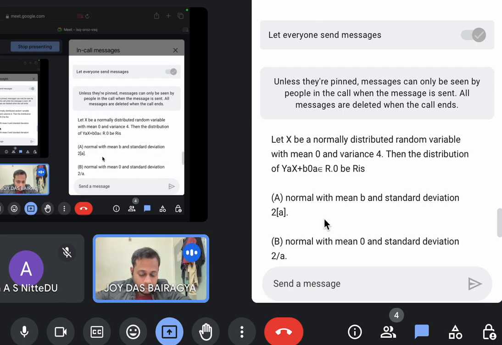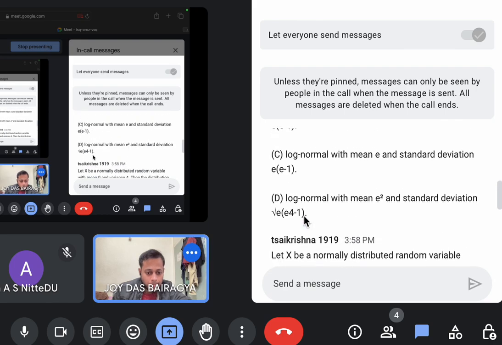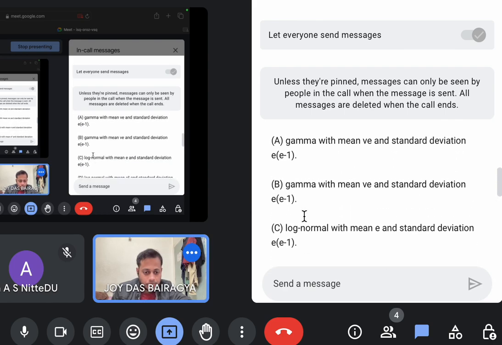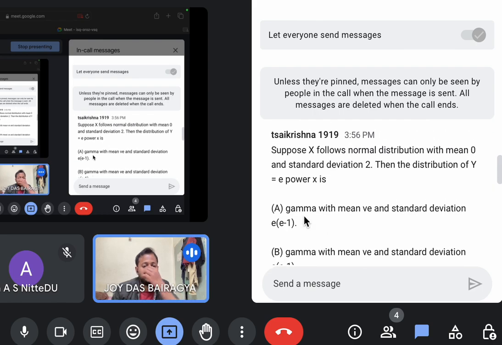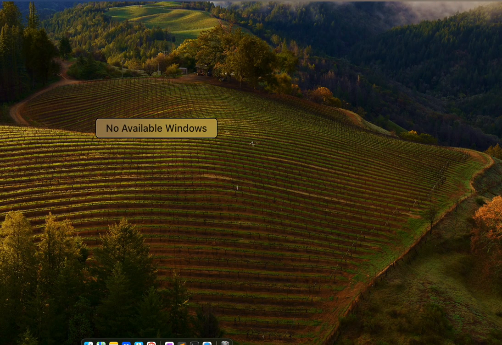The distribution of this, do you mean this is y a x? I don't get that, y a x, or is it simply a0 x plus b0, something like this? I don't know. The distribution of y, e to the power x.